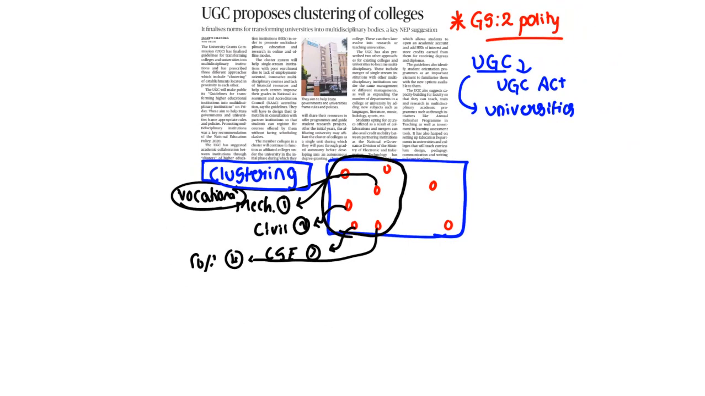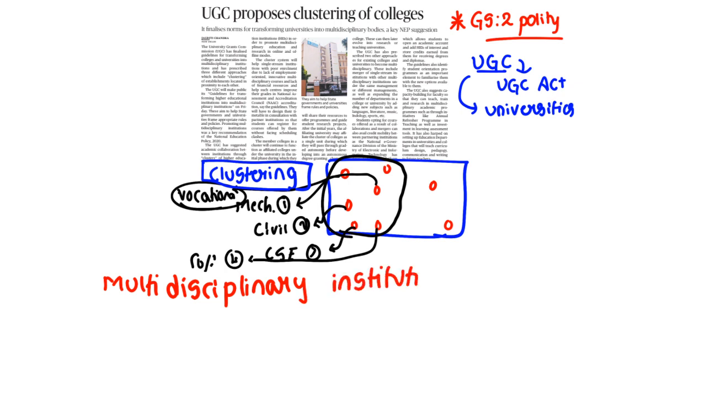Now UGC will ask all these colleges to form as a multidisciplinary institution, which means that these colleges will take the position as one college, and they would share the infrastructure, and the personnel who are working in their respective fields of excellence would be shared with other institutions.